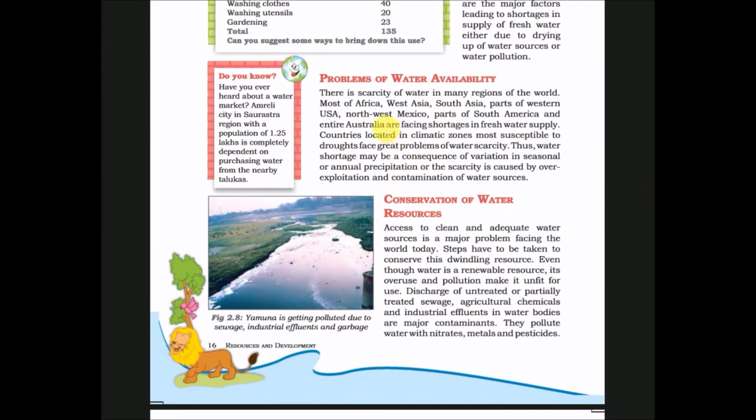Problem of water availability. There is scarcity of water in many regions of the world. Most of Africa, West Asia, South Asia, part of Western USA, North West Mexico, part of South America, and entire Australia are facing shortages in fresh water supply. In these areas there is too much heat and sunlight, so water gets vaporized and rains in other regions. So there is a scarcity of water in these areas.